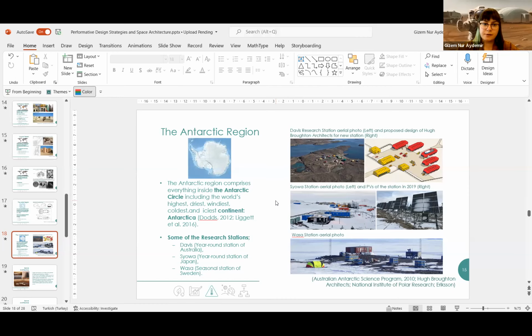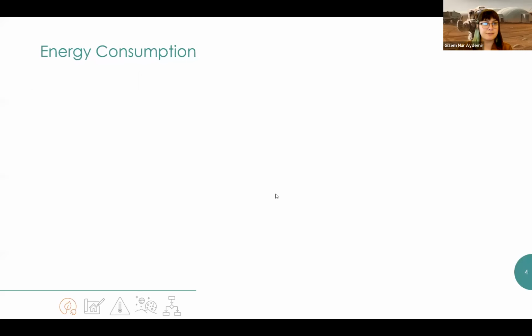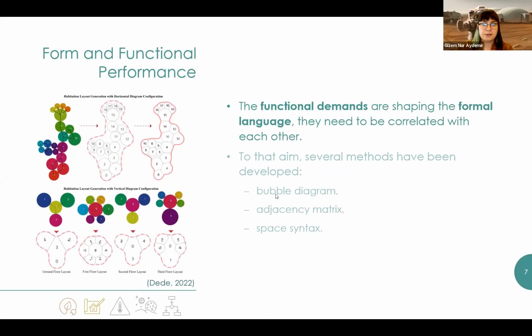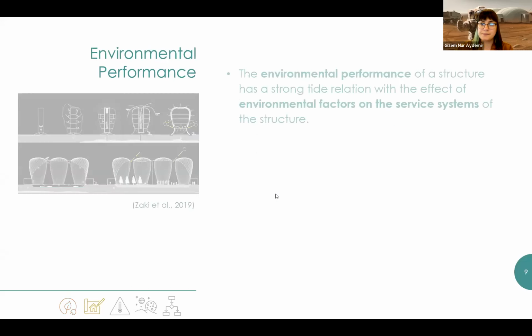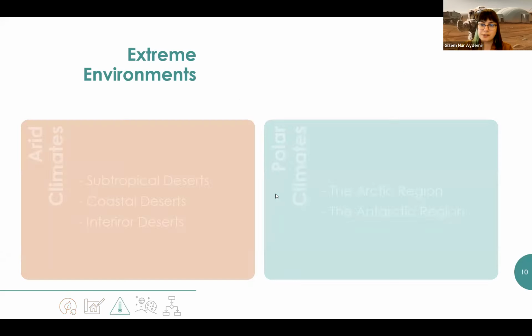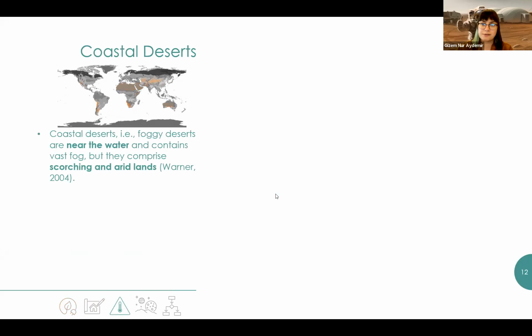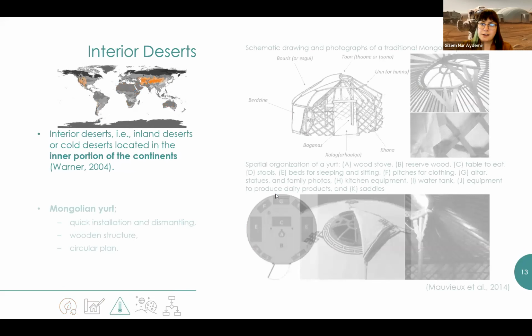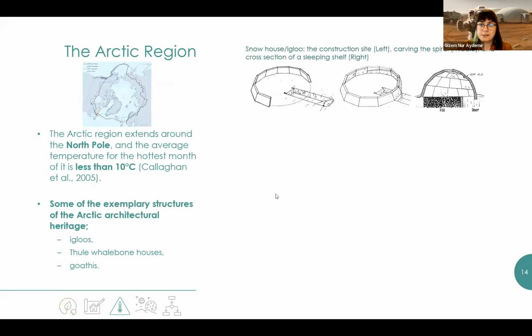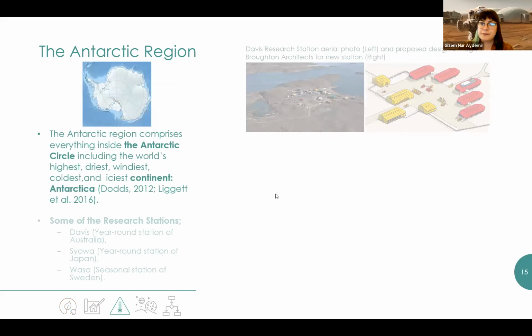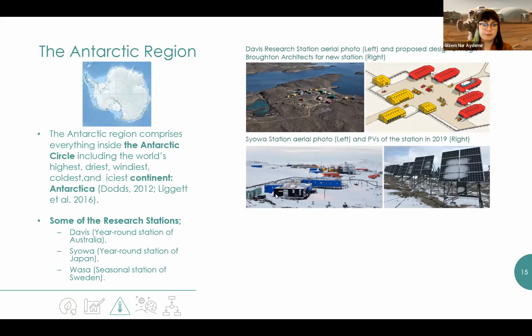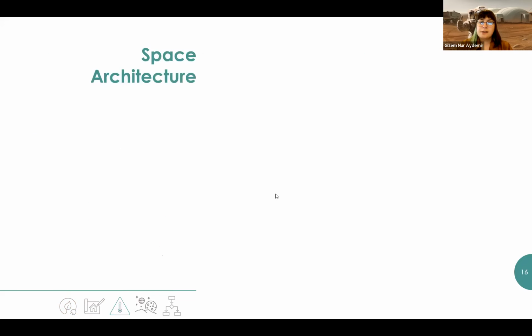And let's start from the beginning. Maybe we can just skip, then we can start with space architecture. Well, as you can see from the slides, we just talked about the deserts and also the Antarctic and Arctic regions.